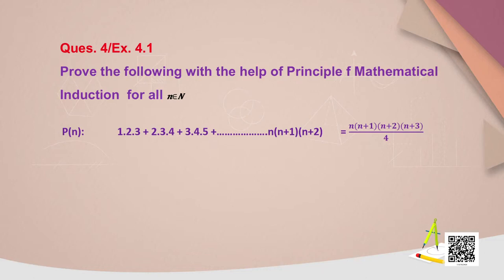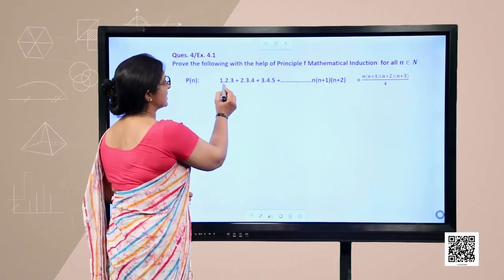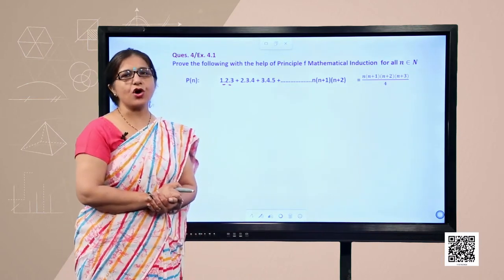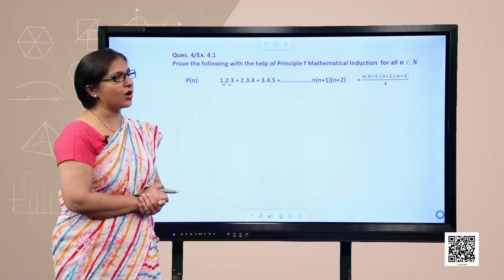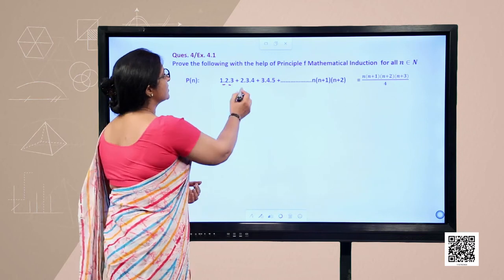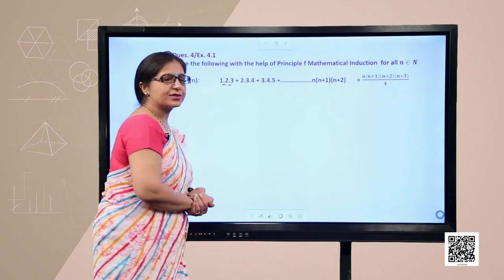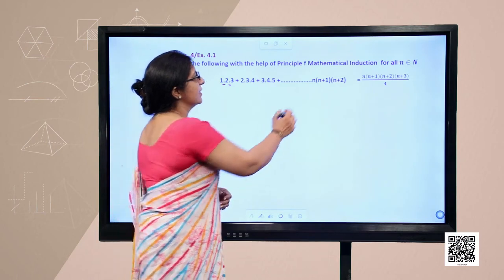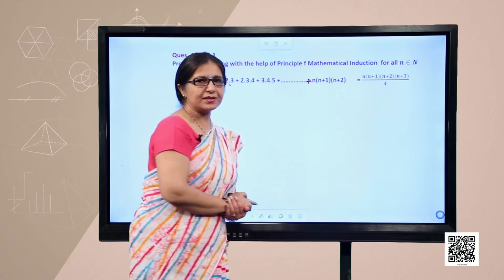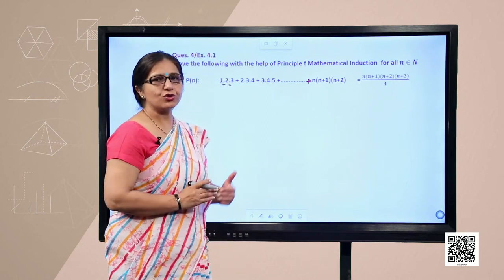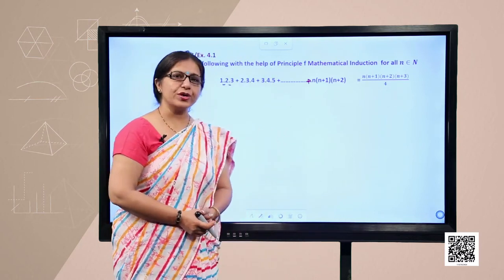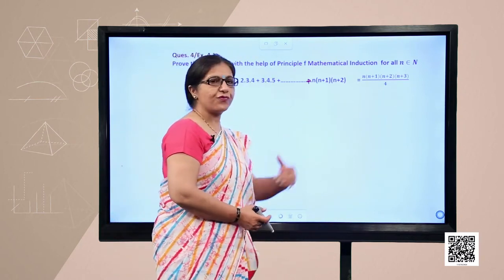The statement is 1.2.3. As I have already told you, this dot does not mean decimal. This dot here represents the product or multiplication. So we will read it like 1 into 2 into 3 plus 2 into 3 into 4 plus 3 into 4 into 5 plus, this is the general term or the last term of this equation, n into n plus 1 into n plus 2, and we need to prove that it is equal to n into n plus 1 into n plus 2 into n plus 3 divided by 4.